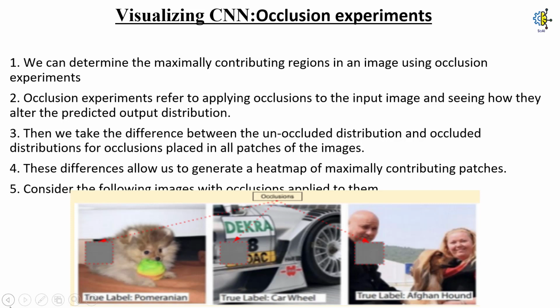Occlusion experiments refer to applying occlusions to the input image and seeing how they alter the predicted output distribution. Then we take the difference between the unoccluded distribution and occluded distributions for occlusions placed in all patches of the images. These differences allow us to generate a heat map of maximally contributing patches.